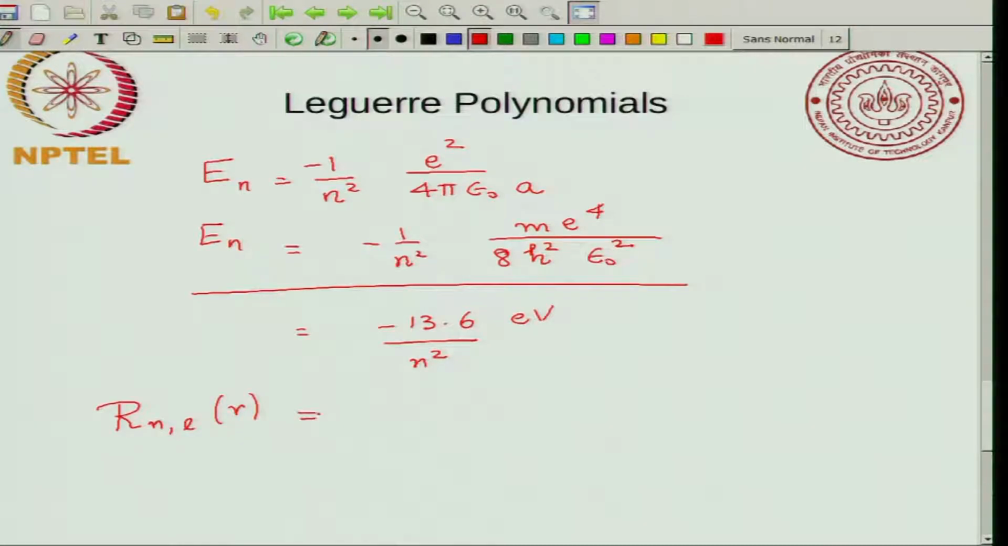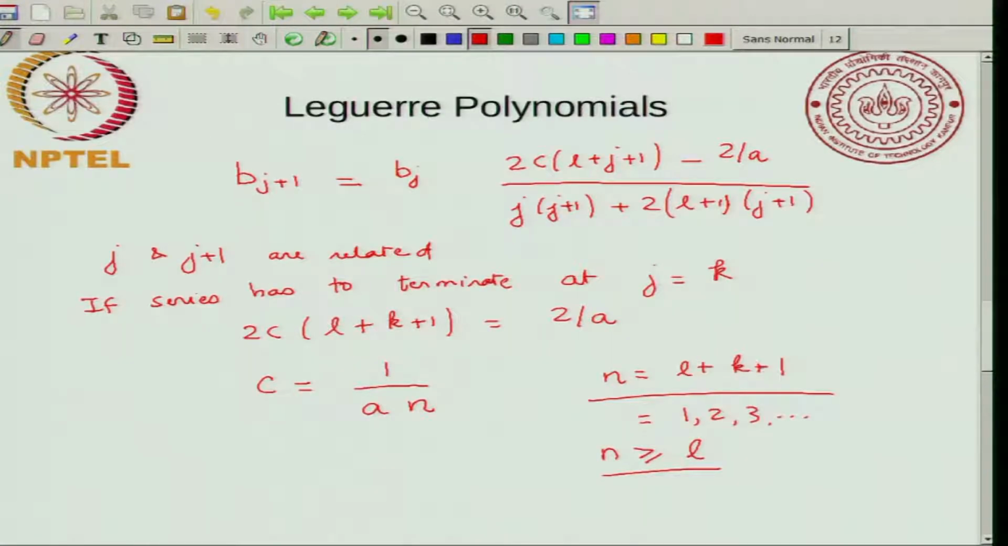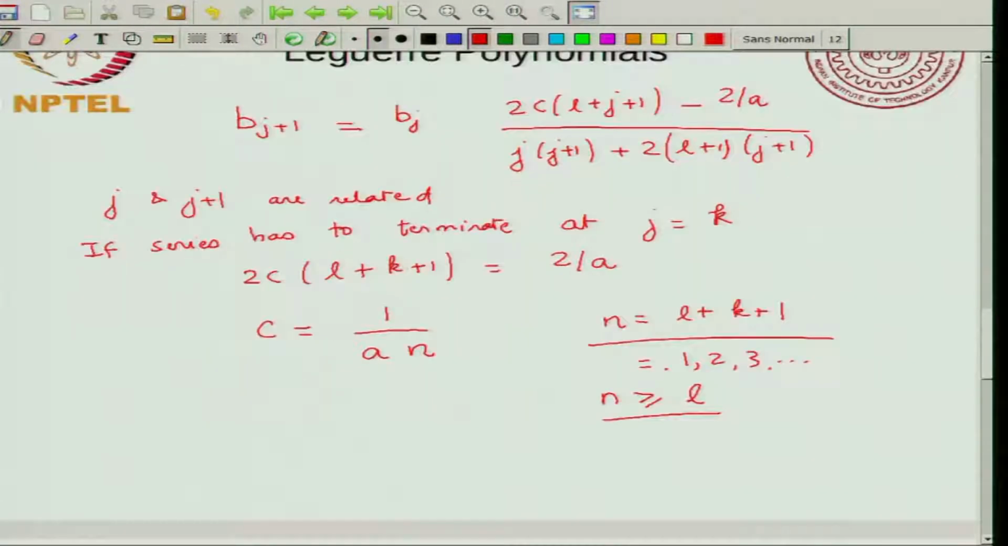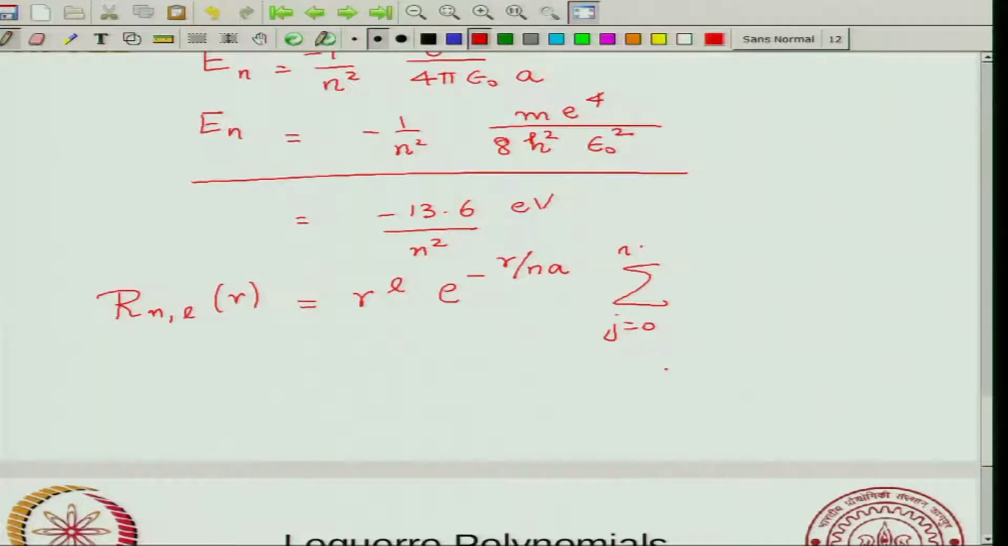Okay, so this has the form r raised to L e to the minus r by n a. You can show this: n times a, and you have a sum over j equal to 0 to... now the series terminates at j equal to k, and k is n minus L minus 1. So I can write this as a sum that goes up to n minus L minus 1, and what you have is b_j r raised to j.